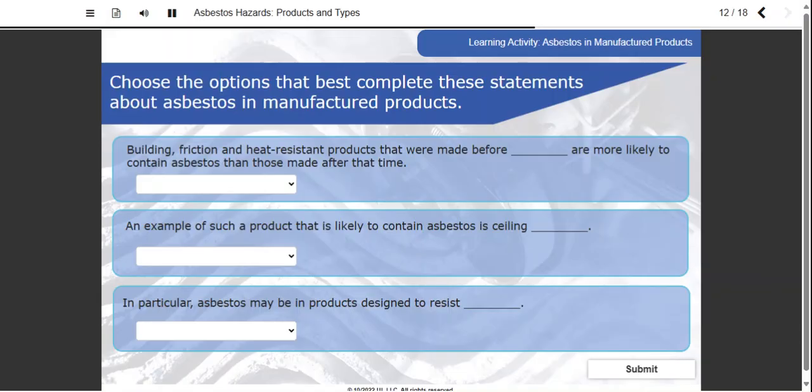Choose the options that best complete these statements about asbestos in manufactured products.